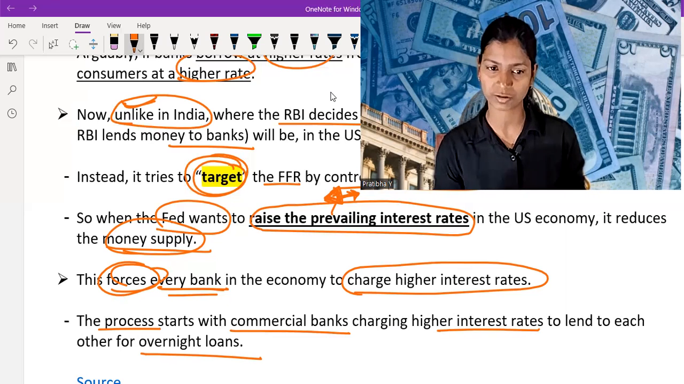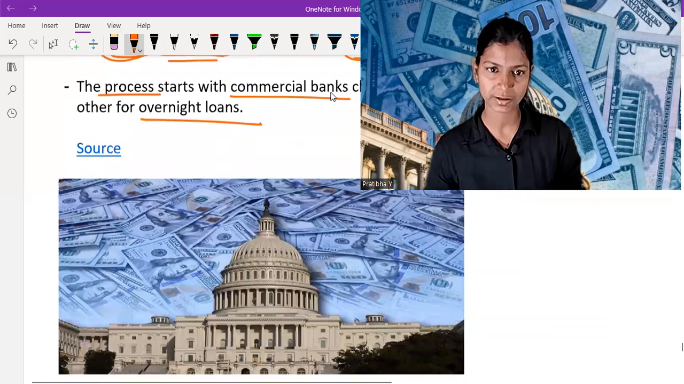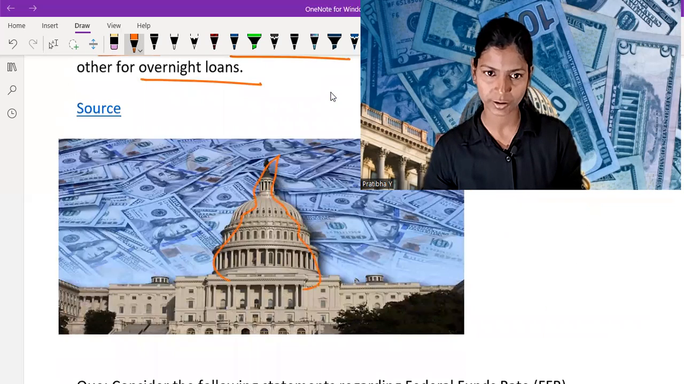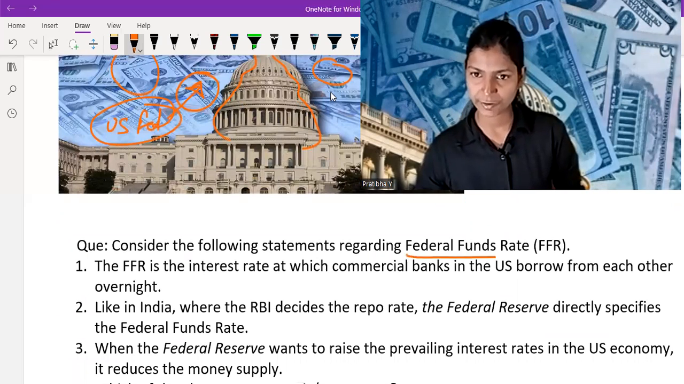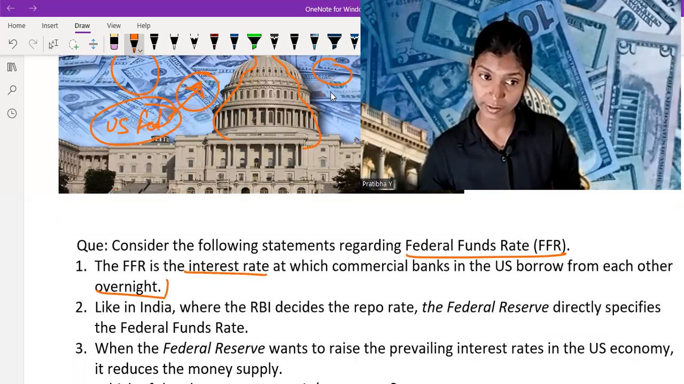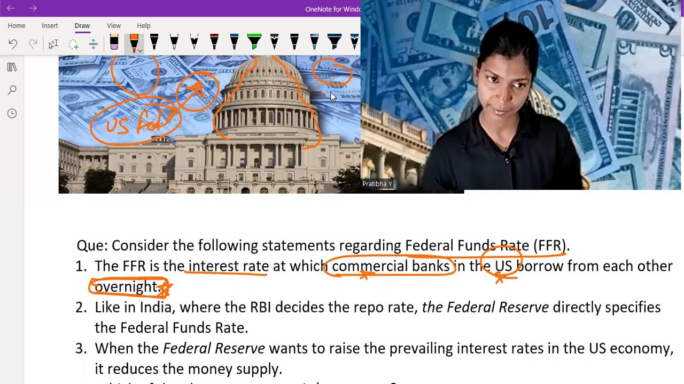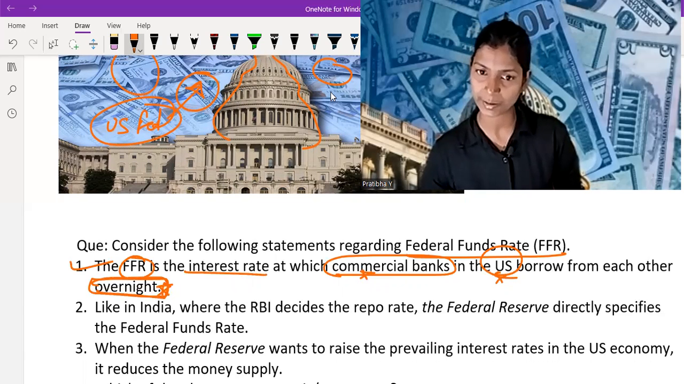So now we are going to solve one question based on it. In this picture, you can clearly see the US Congress, dollars, and the US Fed dealing with the economy of the USA. So now try to solve one question based on FFR. The FFR is the interest rate at which commercial banks in the US borrow money from each other overnight. Remember, this term is very important: overnight, commercial bank, USA and FFR. So this one is correct. Like in India, where the RBI decides the repo rate, the Fed directly specifies the federal funds rate. No, this one is wrong.